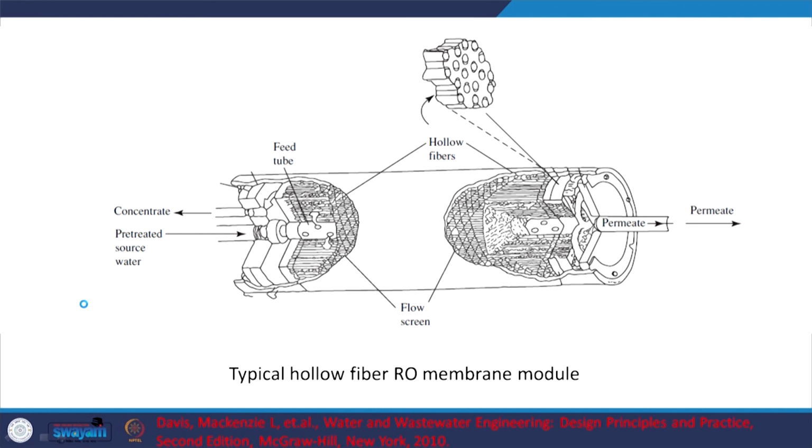Again hollow fiber, this is what it looks like, and you can see that it is not a spiral or such. So, the pre-treated water comes here and permeate goes through here, and you can see that the concentrate, I guess, leaves this system here. At least certainly you see that it is hollow fiber.